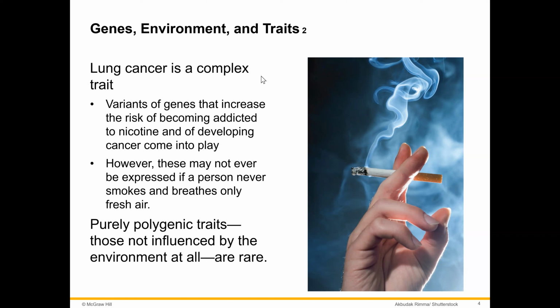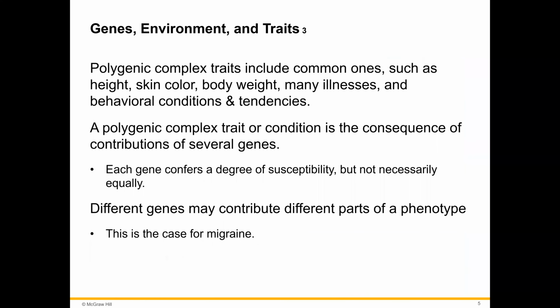So what this example tells us is that if we have genes that give us a predisposition to become a smoker, to be addicted to nicotine, and if we have genes that make us more likely to get lung cancer, but we live in an environment where we never smoke and we are never around people who smoke, then these genes might never even be expressed, right? This is how environment will affect your trait. That's why it's a complex trait.